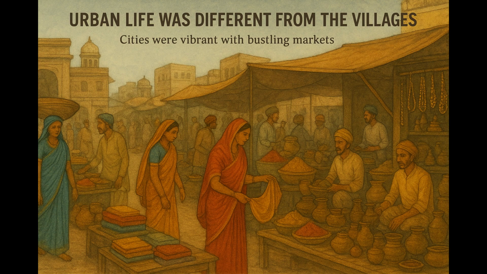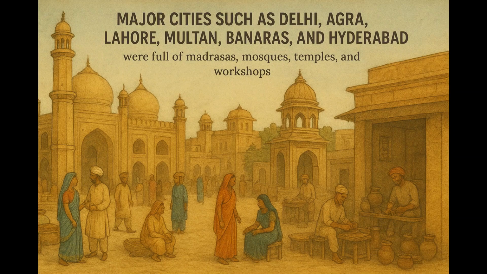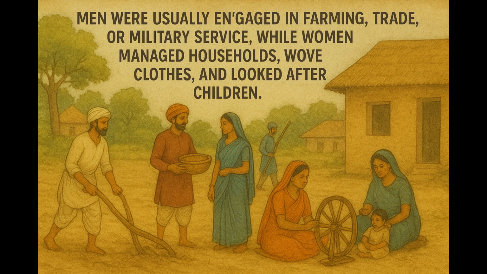Urban life was different from the villages. Cities were vibrant with bustling markets. Major cities such as Delhi, Agra, Lahore, Multan, Banaras, and Hyderabad were full of madrasas, mosques, temples, and workshops. Men were usually engaged in farming, trade, or military service, while women managed households, wove clothes, and looked after children.